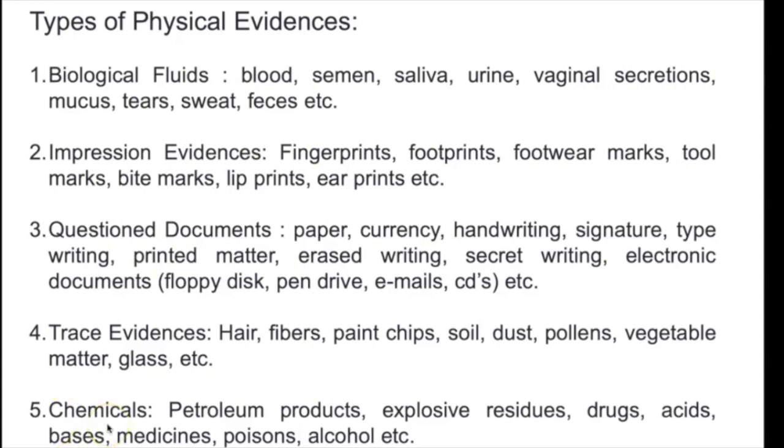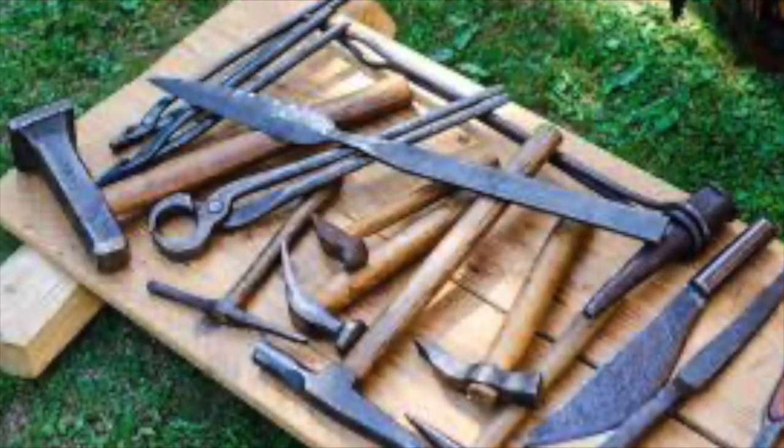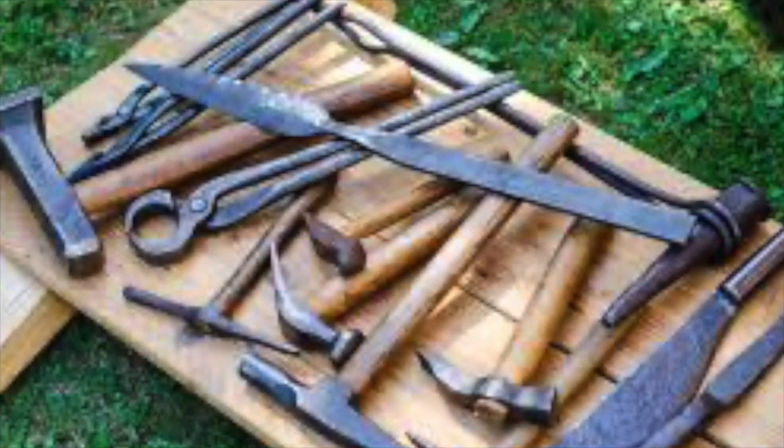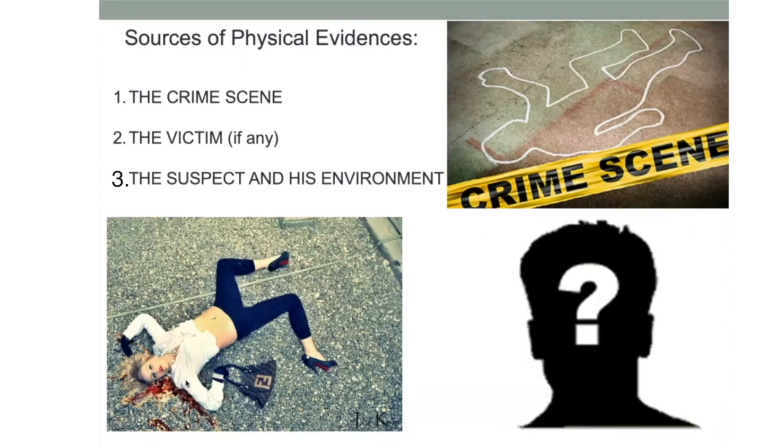Next is the tools and the weapons. So there can be many types of tools which can be encountered on the crime scene. Now come to the source of the physical evidence. What is the major source of physical evidence? As you can see on the slide.